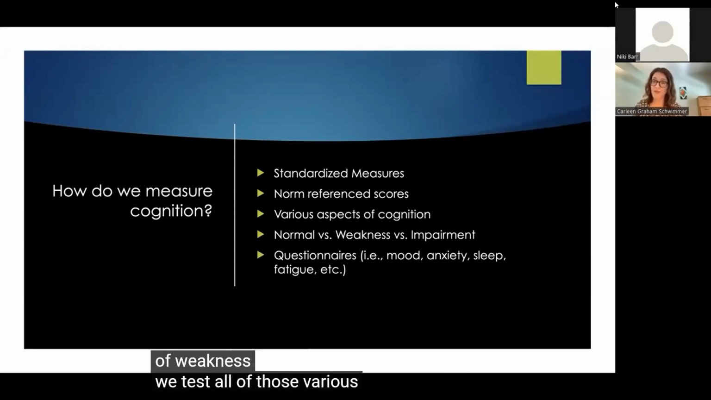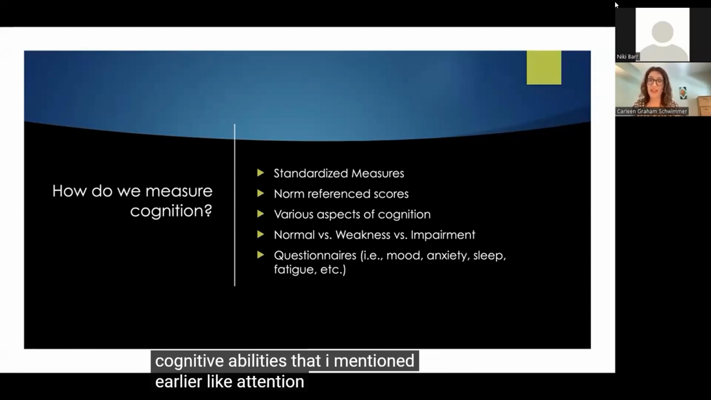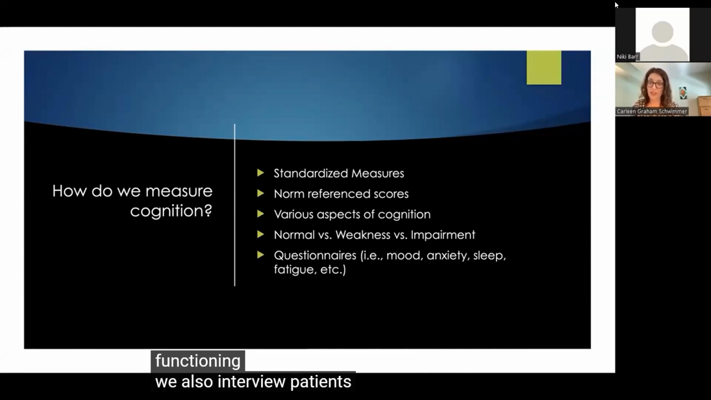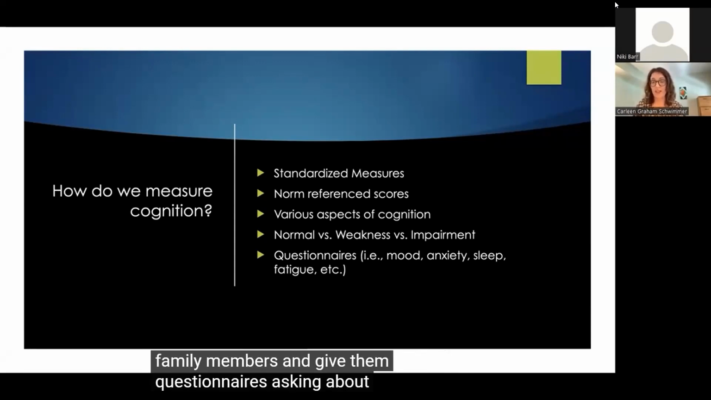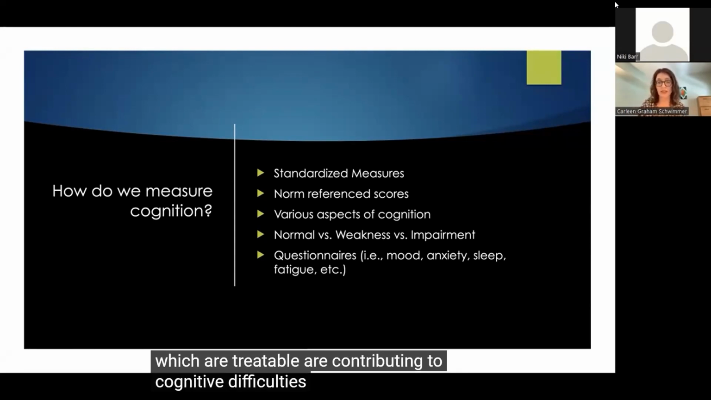We test all of those various aspects of cognitive abilities that I mentioned earlier, like attention, processing speed, memory, and executive functioning. We also interview patients and family members, and give them questionnaires asking about other factors like mood, anxiety, and sleep, because as I mentioned, we know that sometimes those factors, which are treatable, are contributing to cognitive difficulties.